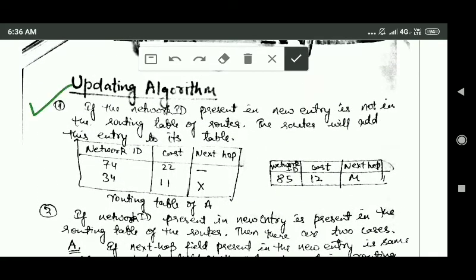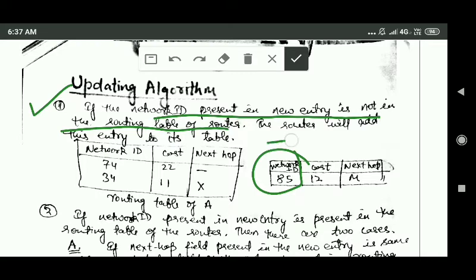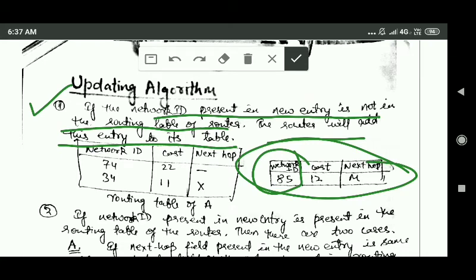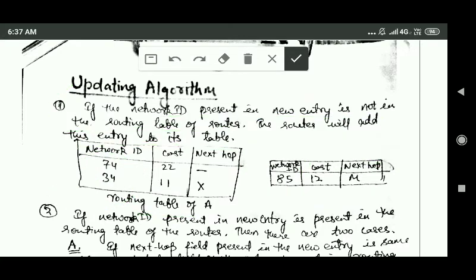Now, in this algorithm, first we will check the network ID value of the new entry. If the network ID present in the new entry is not in the routing table of the router, then the router will add this entry to its table. As you can see here, suppose this is the new entry formed on the basis of information it got. Then the router will check the network ID. Here the network ID value is 85. Now in the routing table, there is no entry in which the network ID value is 85. So this entry will be kept in the routing table of the router.